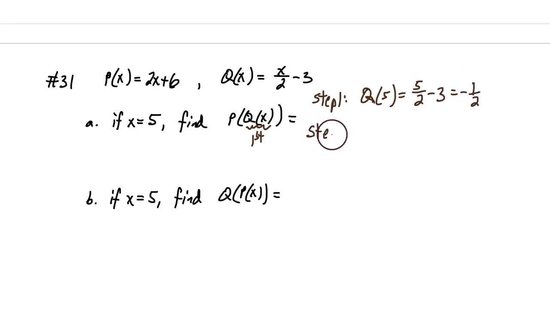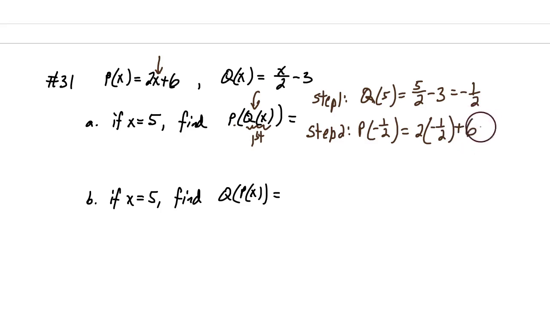Now let's do step 2. Take the -0.5 and plug it in to function p. So we're finding p of -0.5, and we do that by using the rule for p and filling in -0.5 where the x is. 2 times -0.5 is -1. -1 plus 6 makes 5.